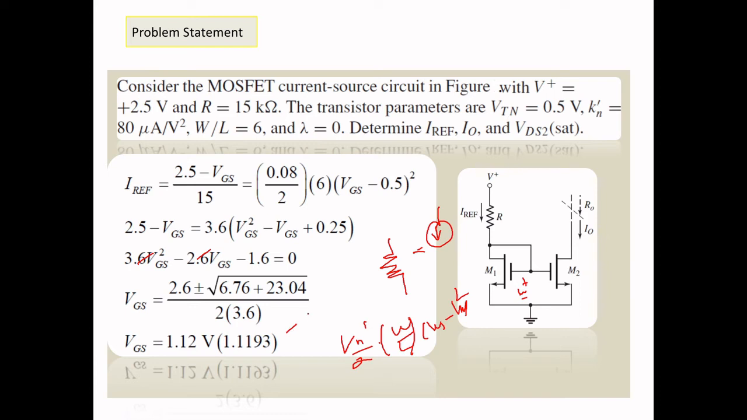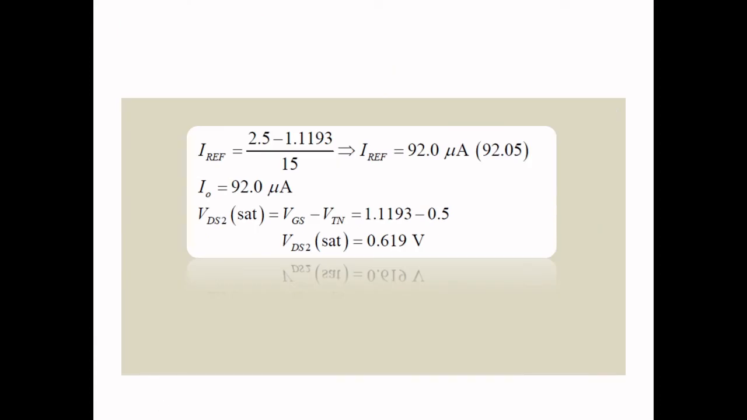Very direct procedure, you can understand. Then I want to find IREF in terms of the basic formula, that is the supply voltage minus VGS divided by R. So 2.5 minus 1.1193 divided by 15. In that you got 92.05 microamps.